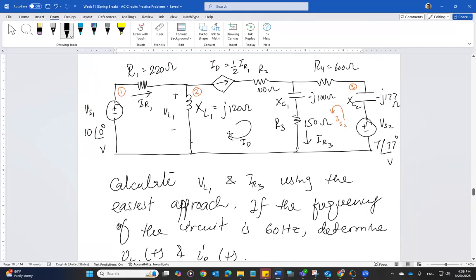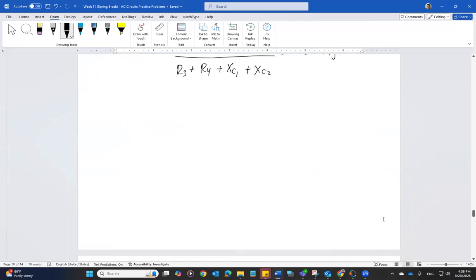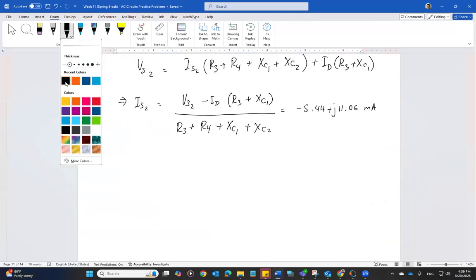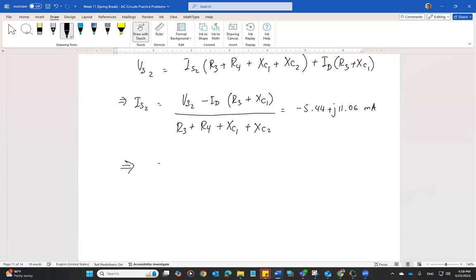And so my VL1, the current that is passing through XL1 is IR1 minus ID. And that times XL1 will be VL1. So this implies VL1 is equal to IR1 minus ID times XL1. And this I'm going to express both in the polar form and rectangular form.